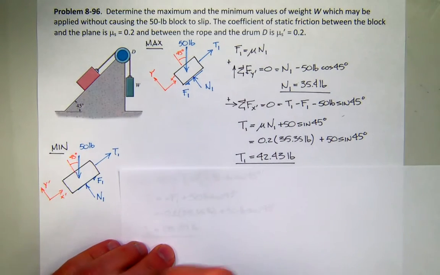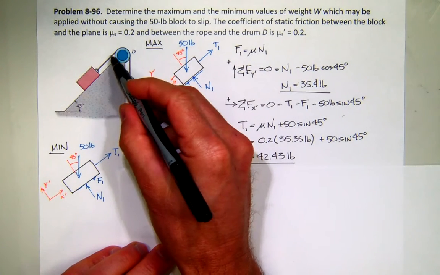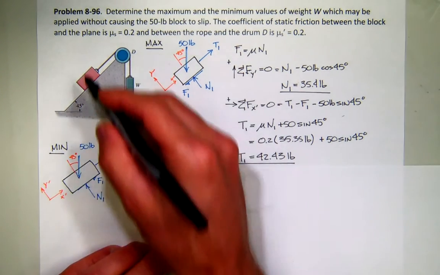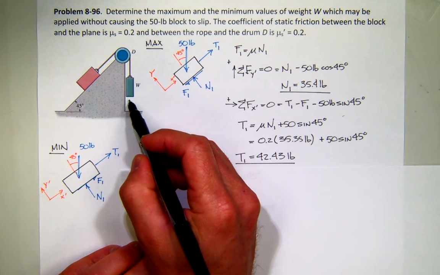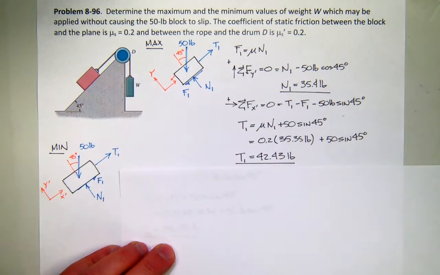So what's going to happen in the maximum case is, which way is the motion over the cylinder going to be? It's going to be clockwise, right? So friction will be opposite that. So as this thing tries to move down, the force at W is going to be larger than T or less than T?